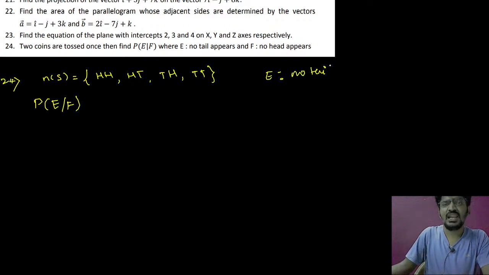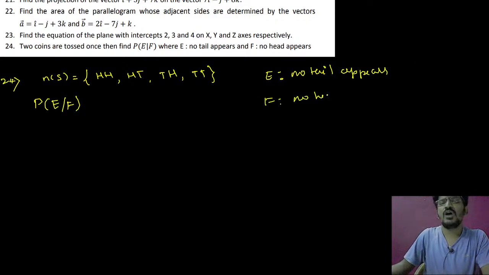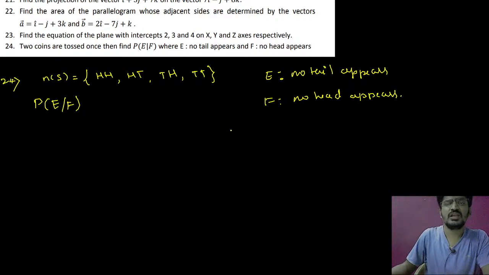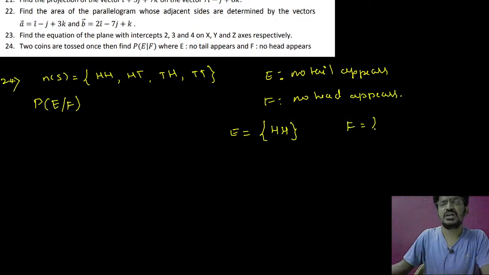No tail appears. What is F? No head appears. Okay. So that means no tail appears, I will write set E. What is set E? No tail appears. It is HH. No head appears. It is TT. Okay. F is TT.